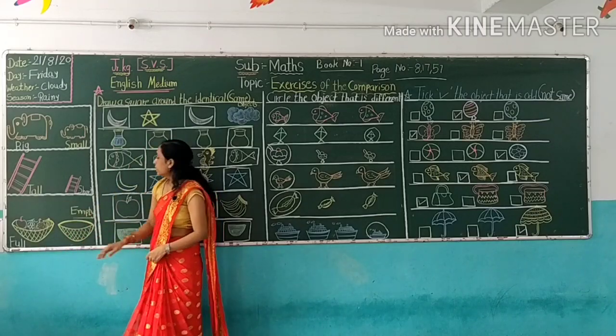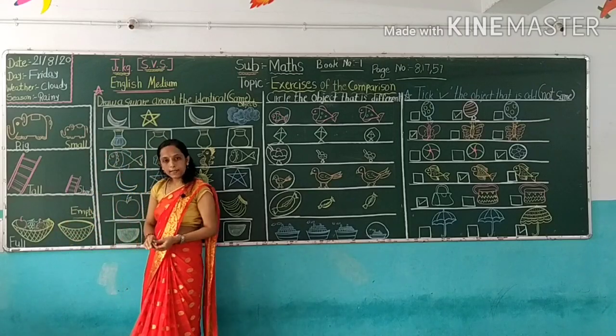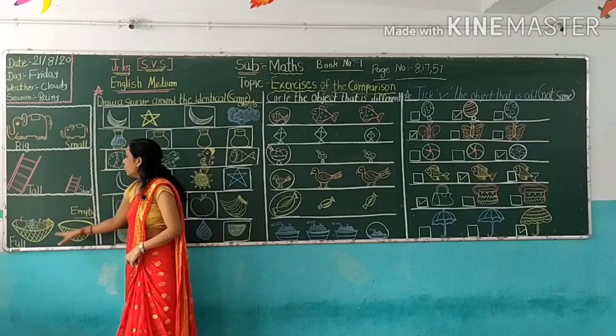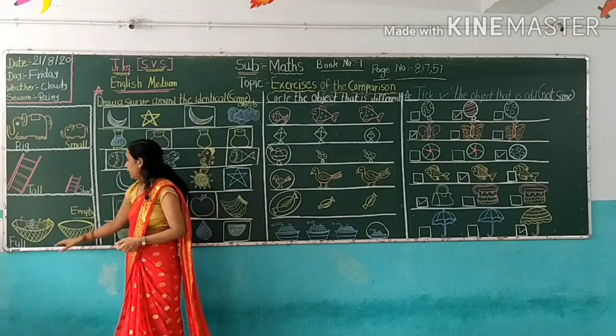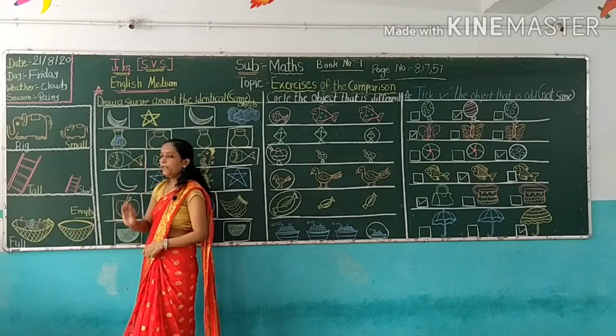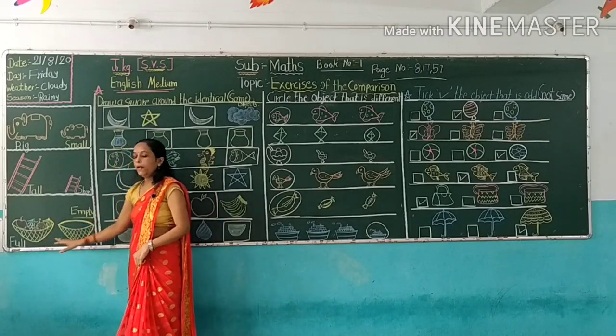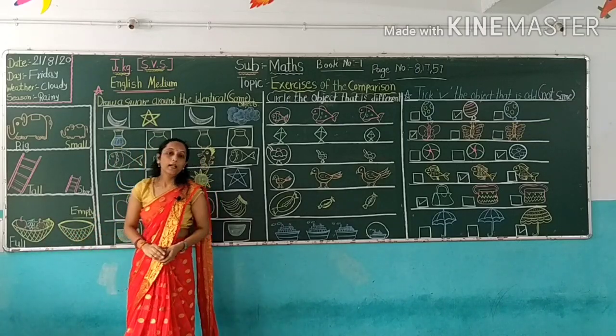And next, last, what are these? These are 2 fruit baskets. One is full and one is empty. So this is full and this is empty.